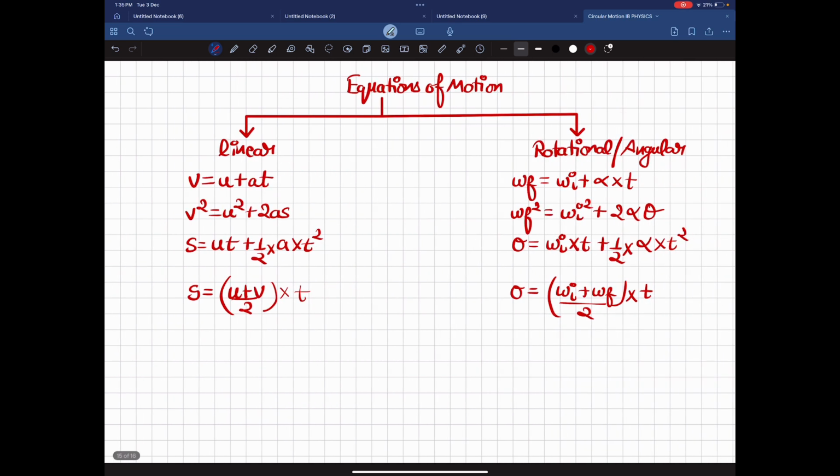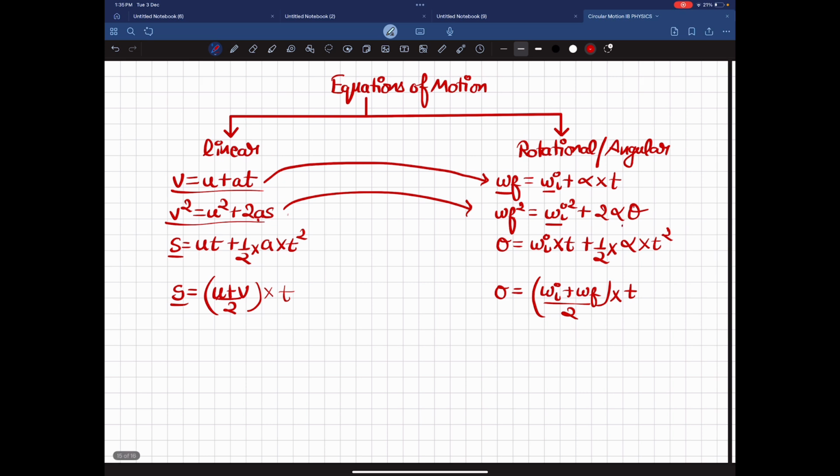Alright. Now, equations of motion, the normal one is V is equals to U plus AT, V square is equals to U square plus 2AS, S is equals to UT plus half AT square, S is equals to U plus V by 2 into T. Now, if you translate or convert this into the rotational equivalent, that will be omega final is equals to omega initial plus alpha into T. Omega final square is equals to omega initial square plus 2 into alpha into theta. It's just that in place of acceleration, I'm writing alpha, in place of displacement, I'm writing theta. Nothing different. It's just the variables.